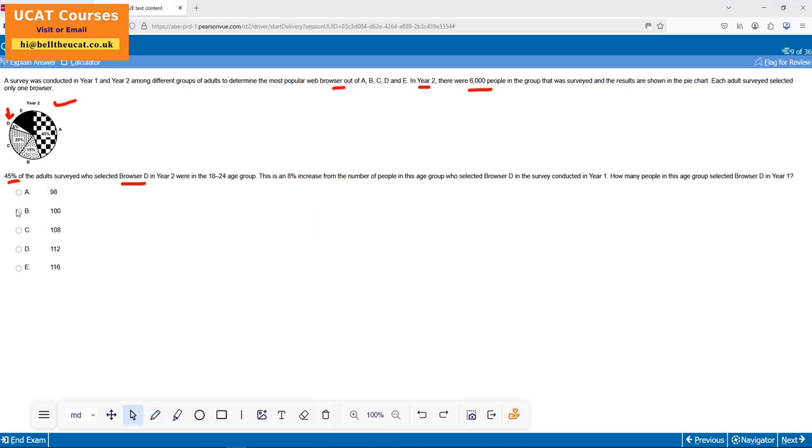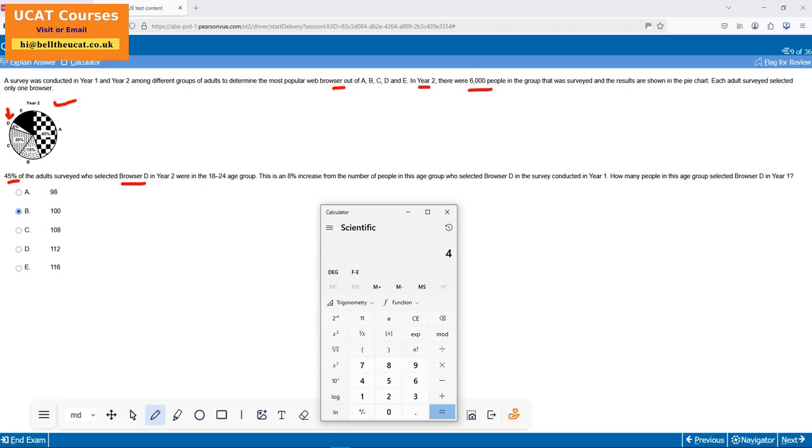Right, let's slow it down now. That's too fast. Right, 45% of the adults. He said 45% of the adults surveyed use browser D. Right, so that means 4%, you can do 0.04 times 6,000 times 0.45. It is 108 people here.